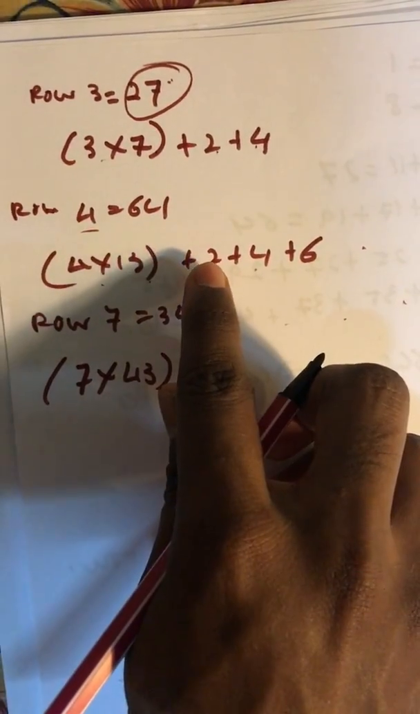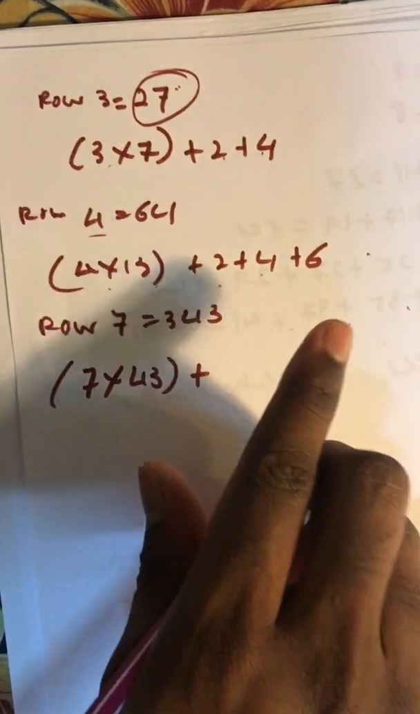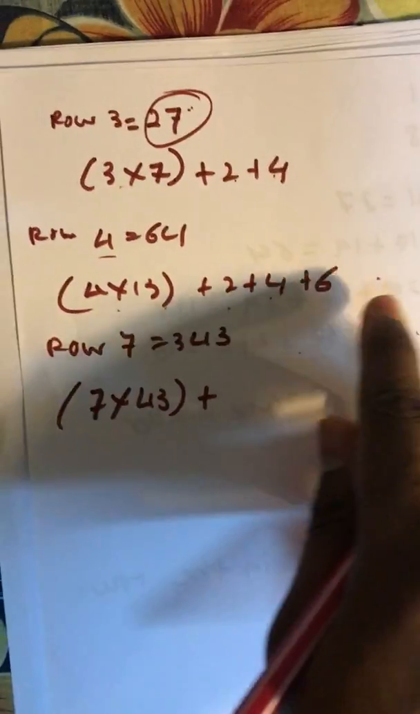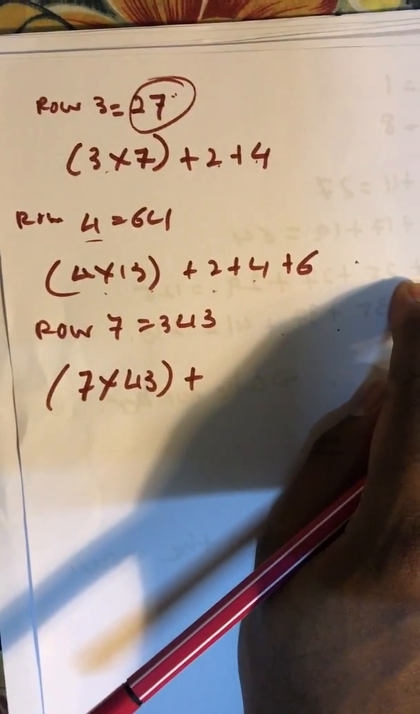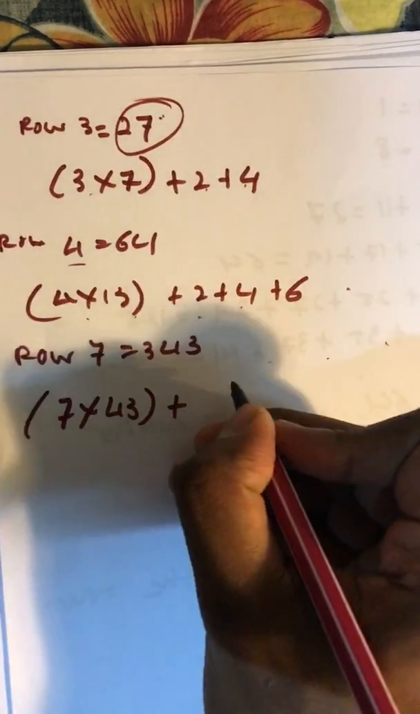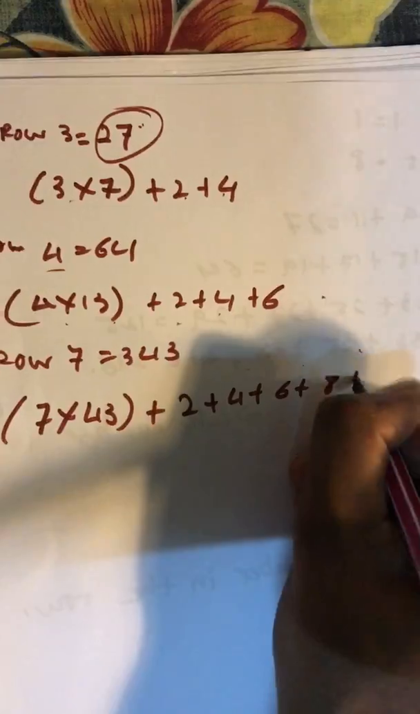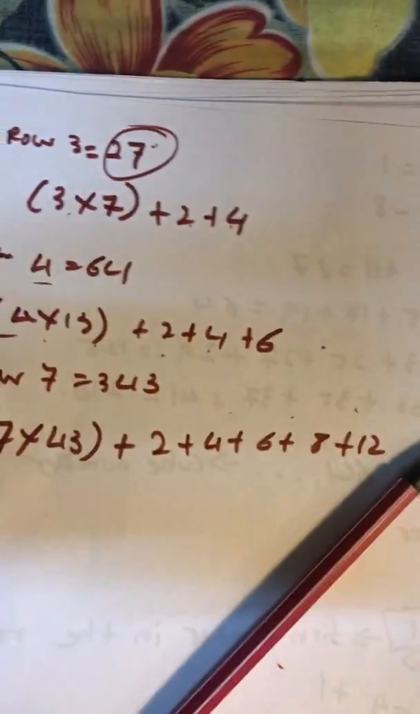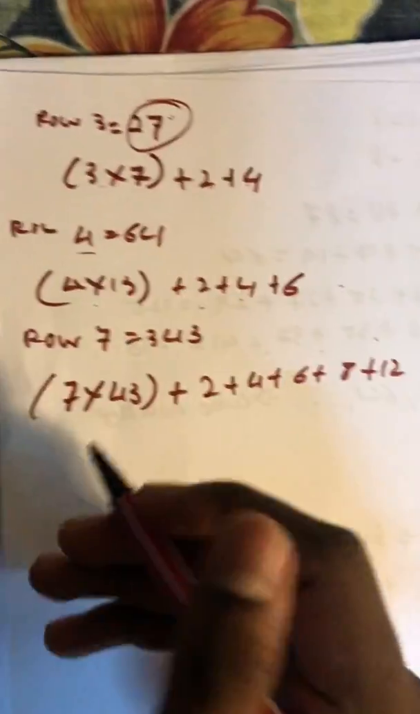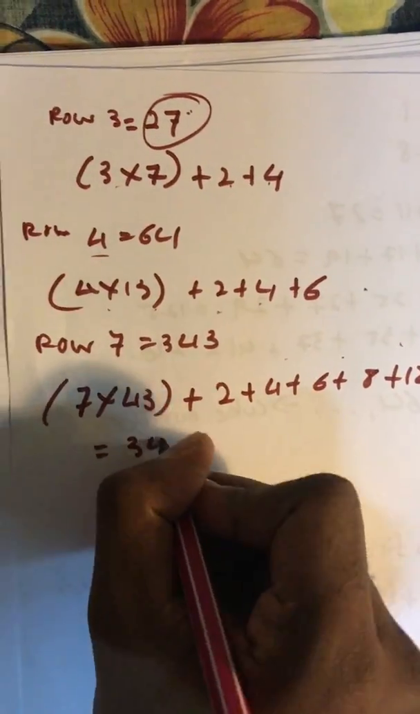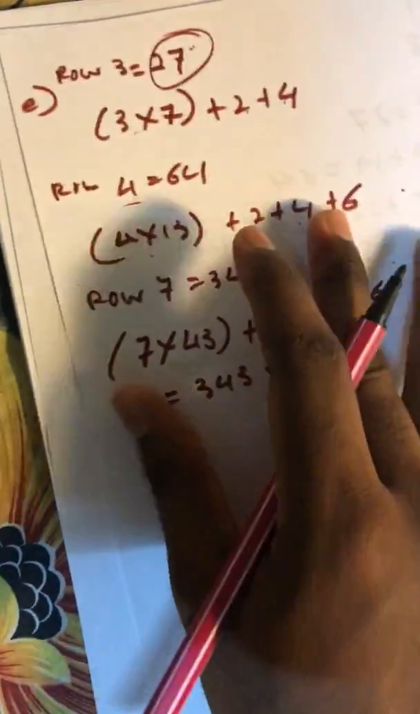Now we want to know how many we plus here. For row 4, we plus 2 plus 4 plus 6. Row 5 will be 2 plus 4 plus 6 plus 8. Row 6 will be until 10. Row 7 should be until 12: 2 plus 4 plus 6 plus 8 plus 10 plus 12. So you can see your answer. You should get 343. No problem, it should be smooth sailing. This is for question E.